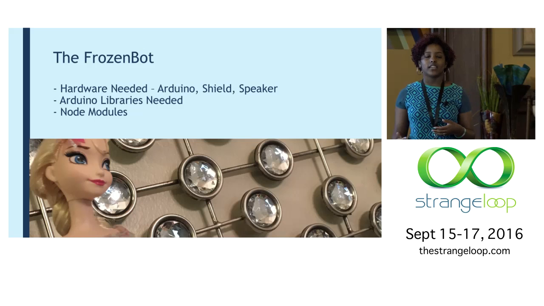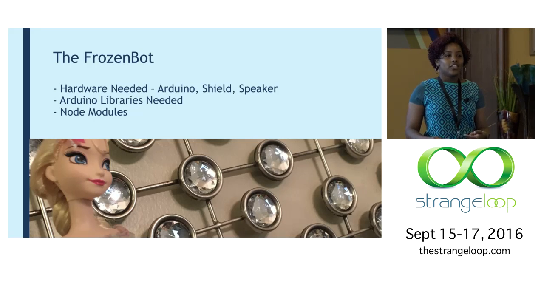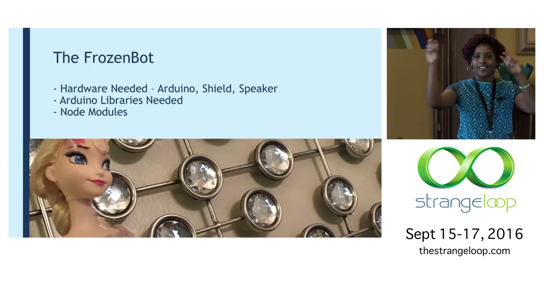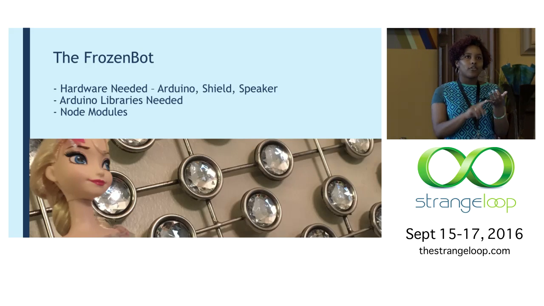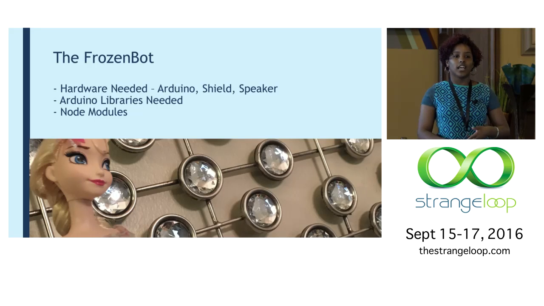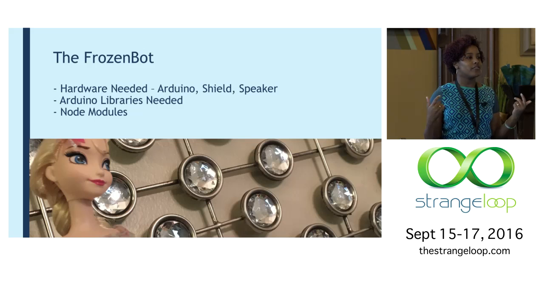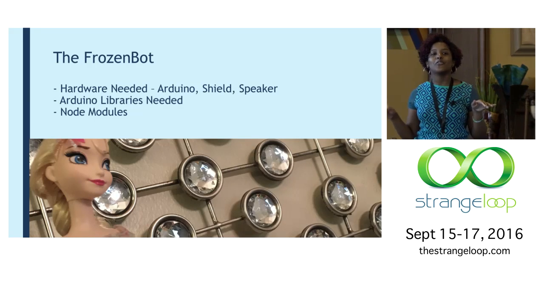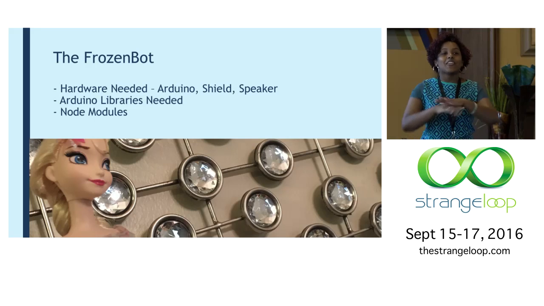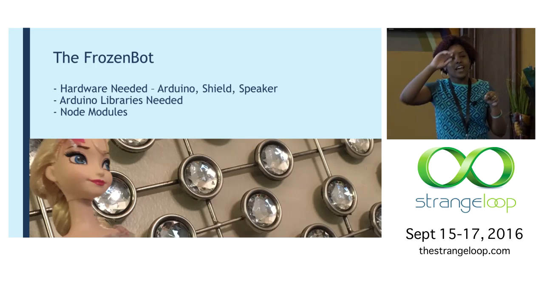So the way it works is the FrozenBot is voice activated. Once I turn it on, Elsa has to hear Frozen, Elsa, or sing. And when she hears those words, then she will sing snippets of the infamous Elsa song, Let It Go. If you haven't heard Let It Go, you will hear it today. Not the whole song, it'll just be snippets of it.